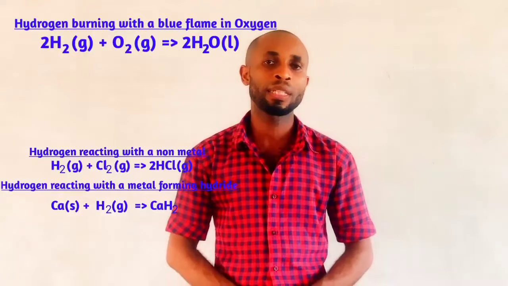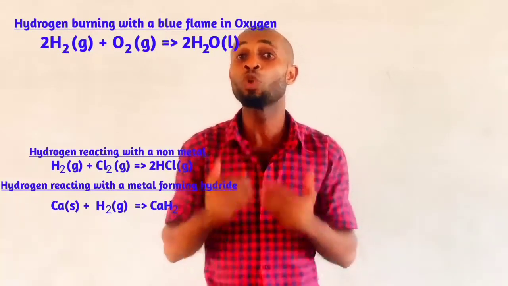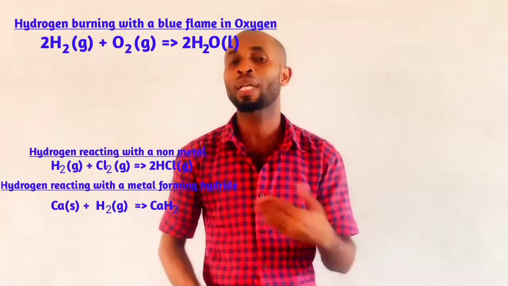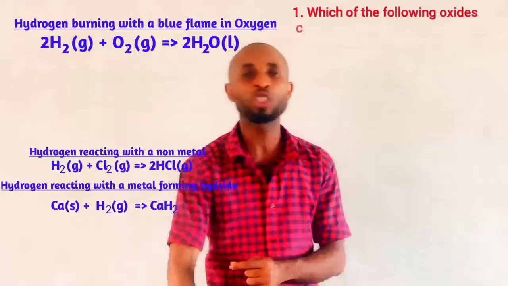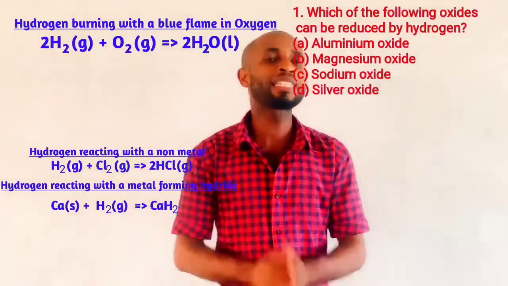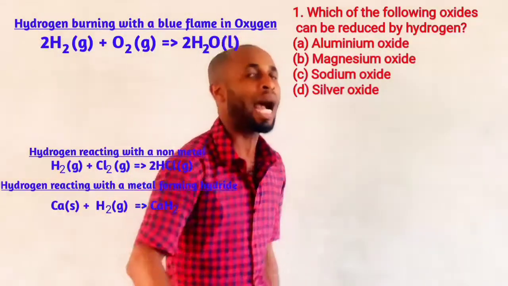When it reacts with metals, we form what we call metallic hydride, which we know is supposed to be ionic. But when it reacts with non-metals, we have hydride, which are mostly covalent compounds. Fourth, it displaces those electropositive elements that are below it.